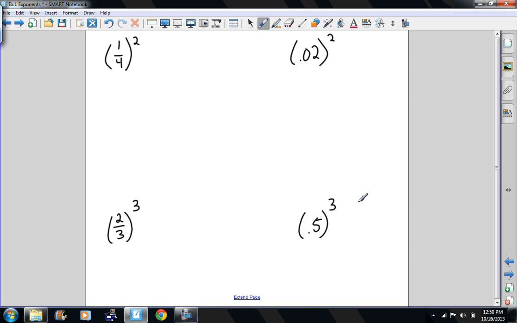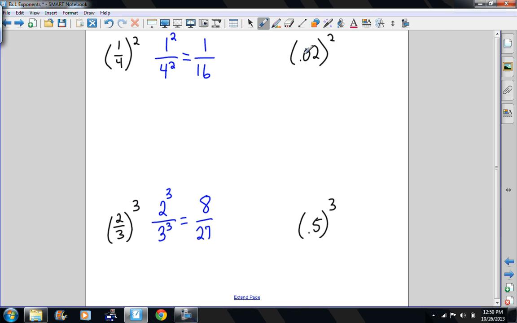The third one would be fractions or decimals. Now, fractions are actually really easy in this. All you do is you would square both terms. So you would get 1 squared over 4 squared. It's like we're distributing the squared to each term. 1 squared is 1, 4 squared is 16. Down here on the bottom, same idea. It'd be just 2 cubed over 3 cubed, which is 8 over 27, and that can't be simplified.